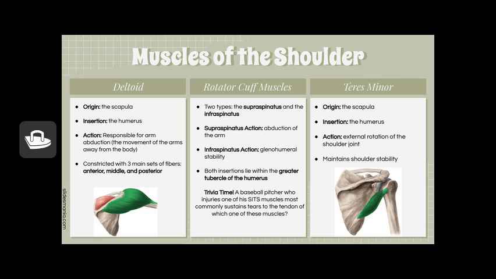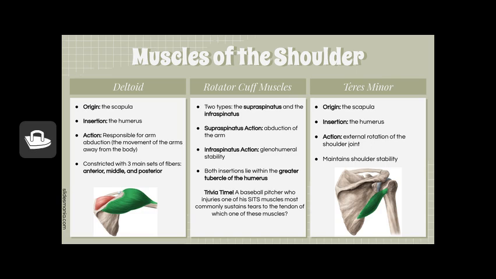Then we have the rotator cuff muscles, which include the supraspinatus and the infraspinatus. The action of the supraspinatus is abduction of the arm, and the action of the infraspinatus is going to be glenohumeral stability. Both of the insertions for each of these muscles lie within the greater tubercle of the humerus.